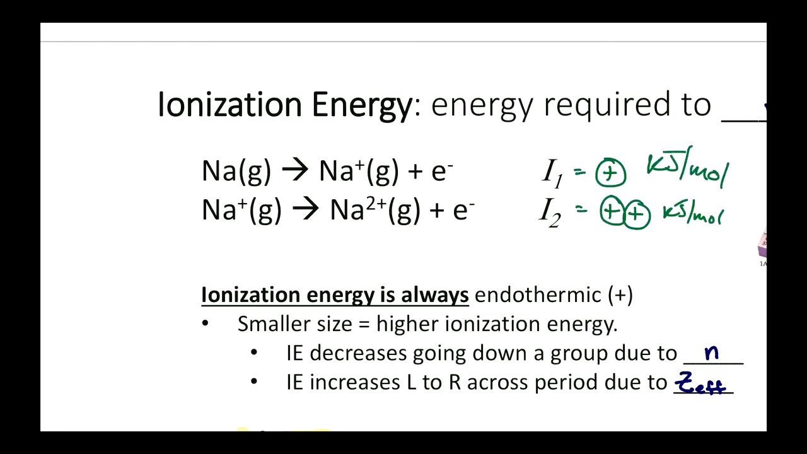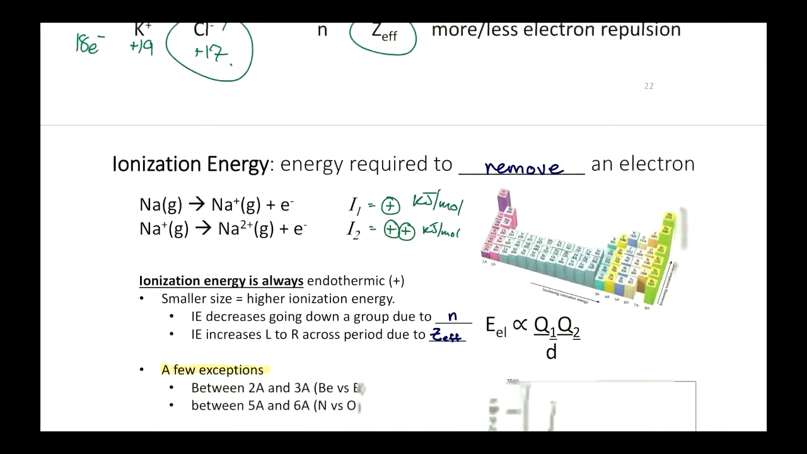We call this the first ionization energy of an element. This second one is the second ionization energy of an element. So note here, we take electrons off one at a time. So if we're thinking about that second ionization energy of sodium, we're not taking off those two electrons at the same time. We're taking them off one at a time. So do keep that in mind.